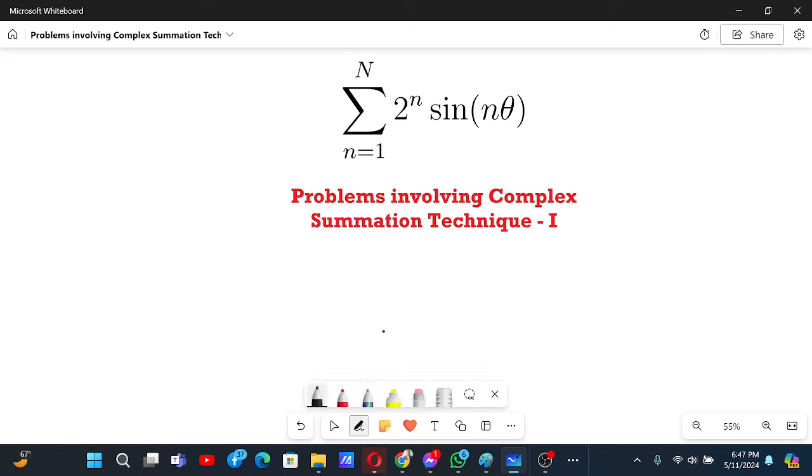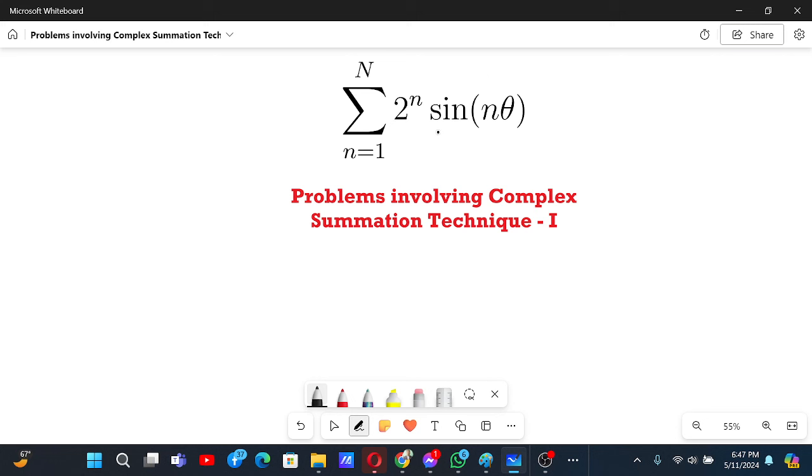Problems involving complex summation technique I. This is the first video in the series of problems involving complex summation techniques. There are basically 5 videos where in each of them I will show how to solve such sums where there are exponential and trigonometric functions using complex numbers.